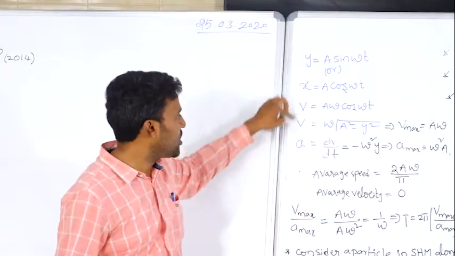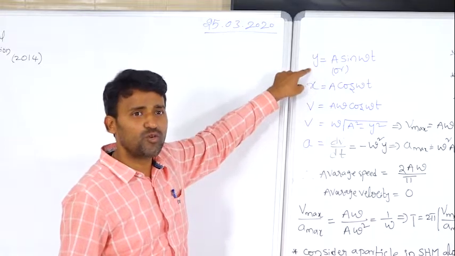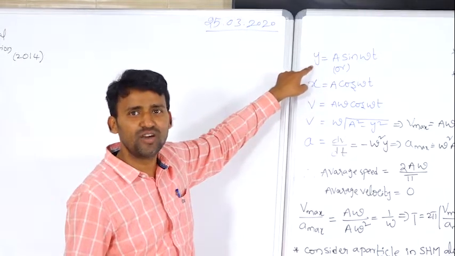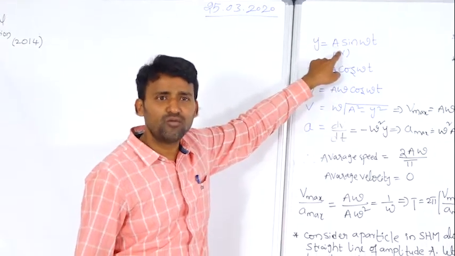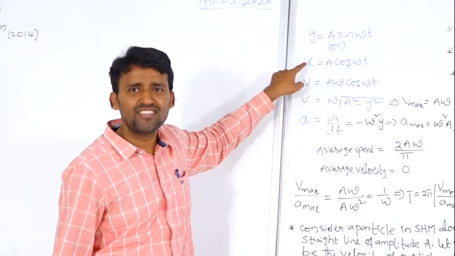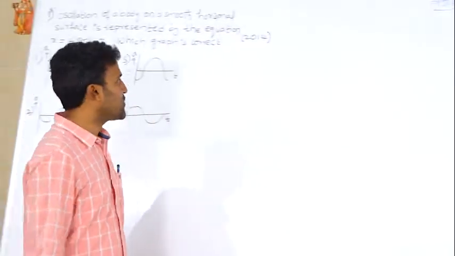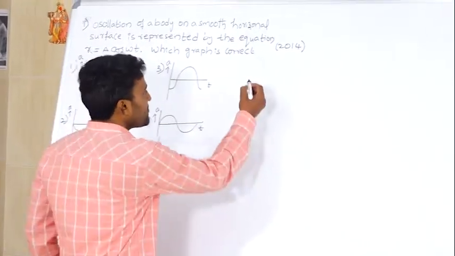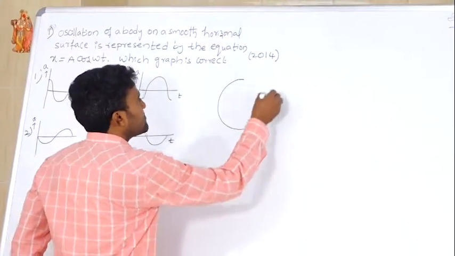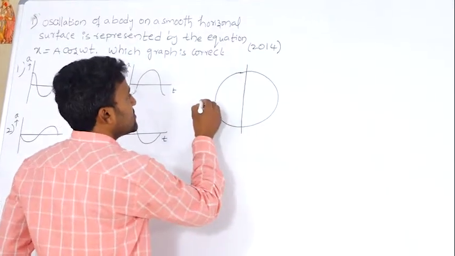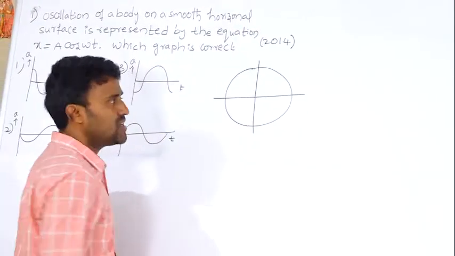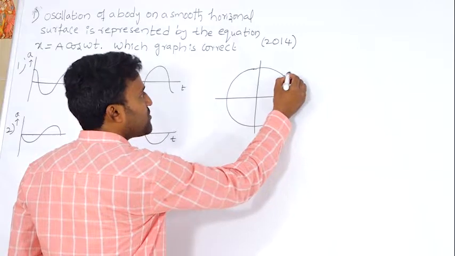From this we have to write the equation, but we have two displacement equations. One is y is equal to a sin omega t, and one more is x is equal to a cos omega t. How can we take these two equations? First I will explain. Take one circle, with one particle moving on a circular path. The particle position is at point P.